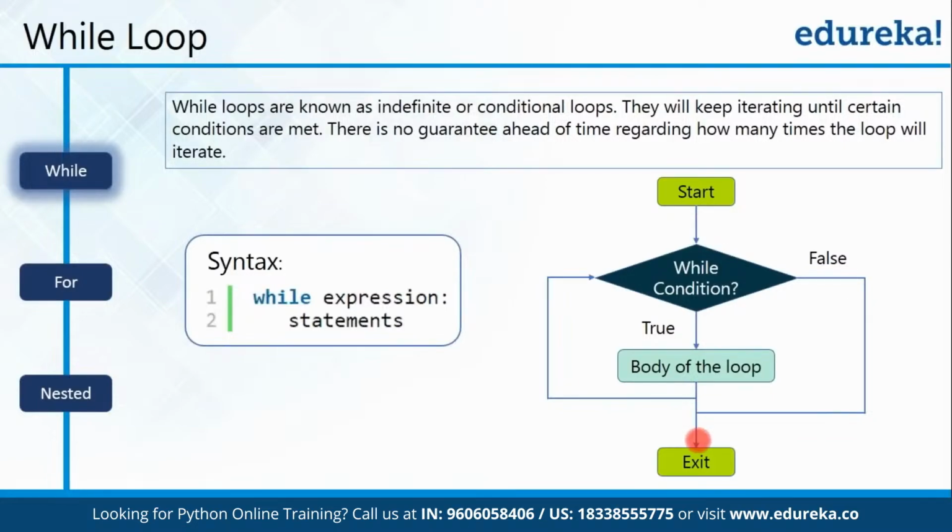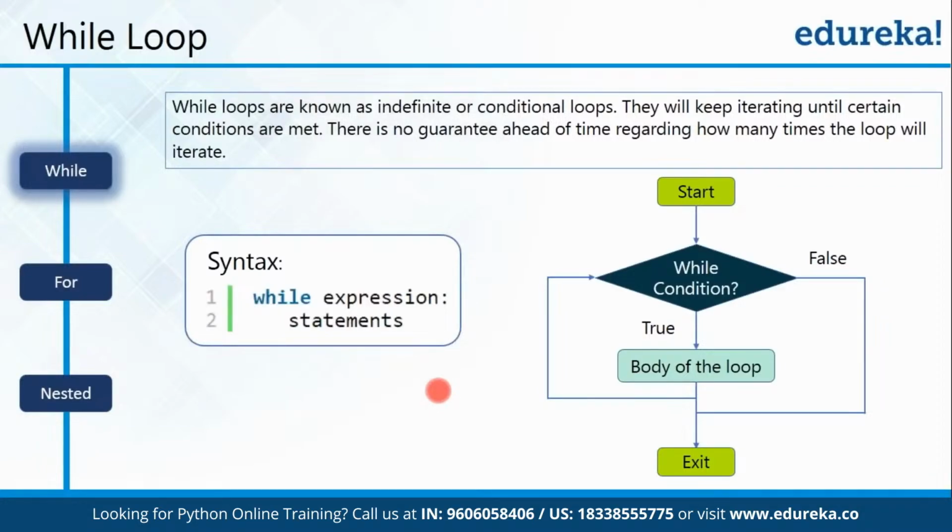And the moment the condition becomes false, it will come out of the loop and execute the statements that are present after the loop. Now this is the syntax for while loop. First you need to write while, then you write the expression or the condition, then you give a colon and the statements or the body of the loop. Now why do we use while loop? I've told you earlier as well, while loop is used when you don't know how many iterations are required. So you don't know how many times you need to execute the statements that are present inside your loop. So that is the reason why we use while loops.